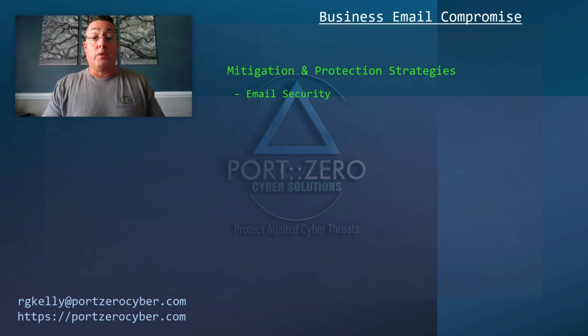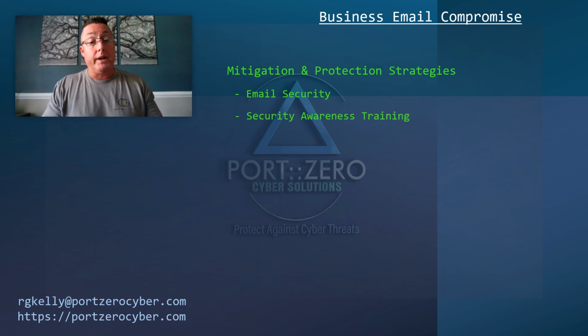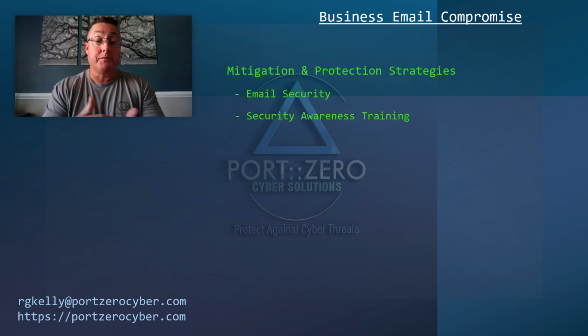Next, invest in regular security awareness training for your employees. Educate them about BEC threats and how to recognize phishing and social engineering attacks. Simulated phishing attacks or exercises can help reinforce this training and identify areas for improvement.